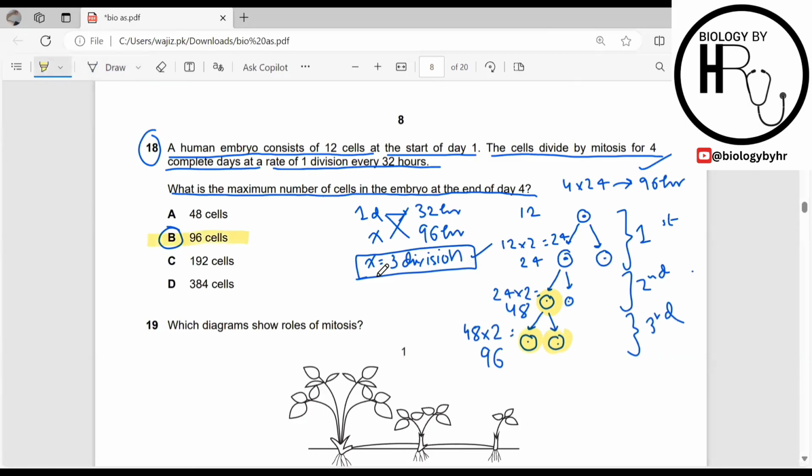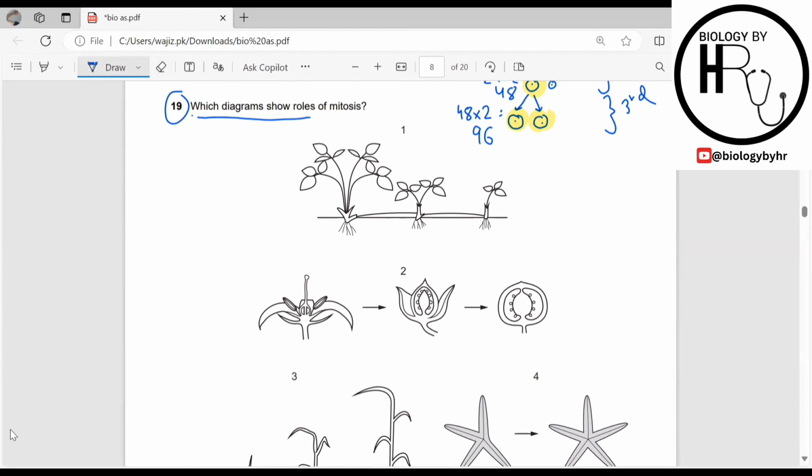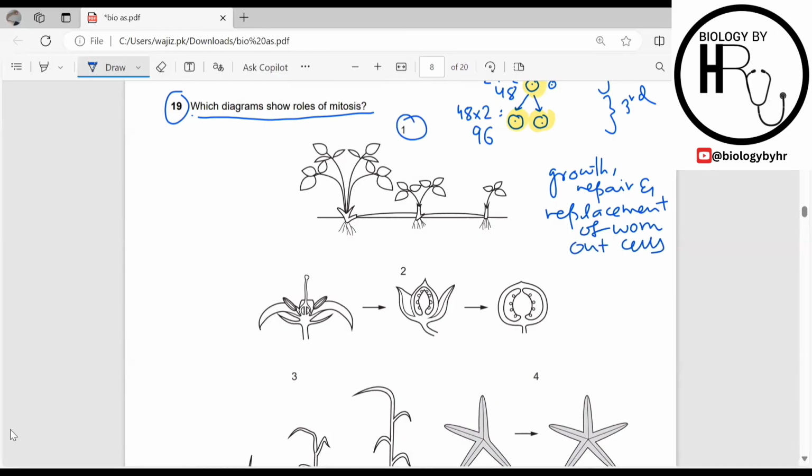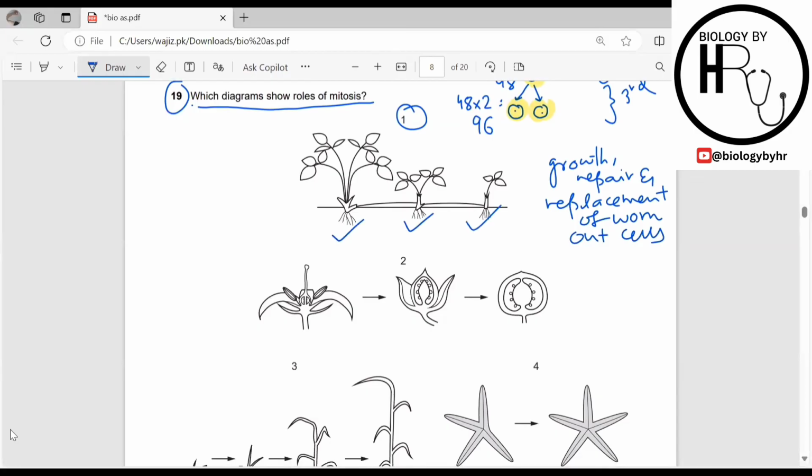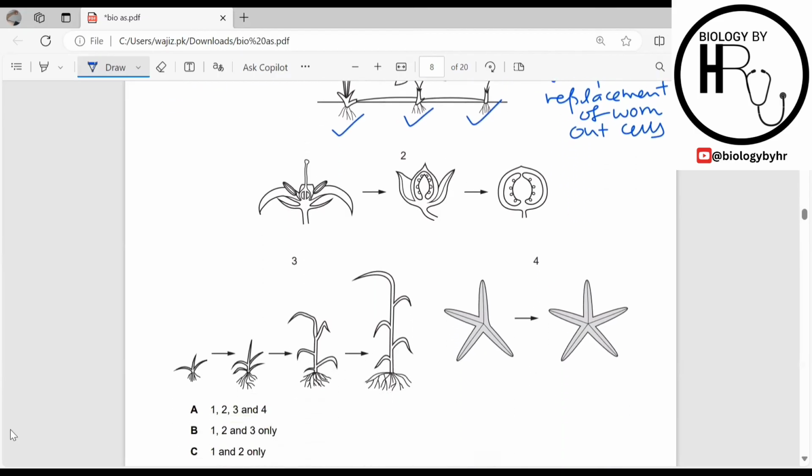96 cells will remain. Question number 19 says, which diagram shows the role of mitosis? If we talk about the role of mitosis in general, we know that the role of mitosis is growth, repair and replacement of the worn out cells. In part 1, they are showing us genetically identical offspring. We know that mitosis produces genetically identical offspring. So we can say that part 1 is showing the role of mitosis.